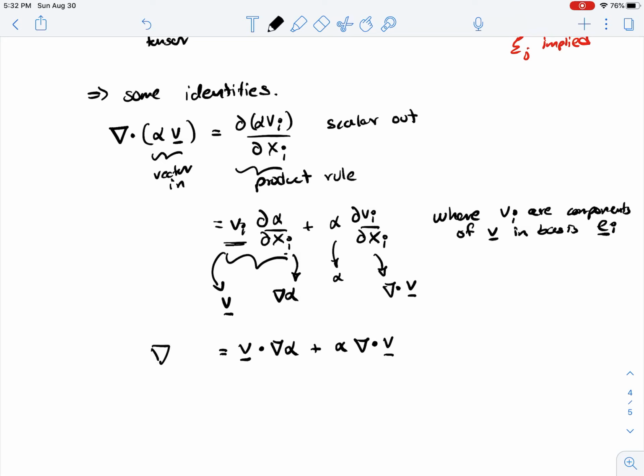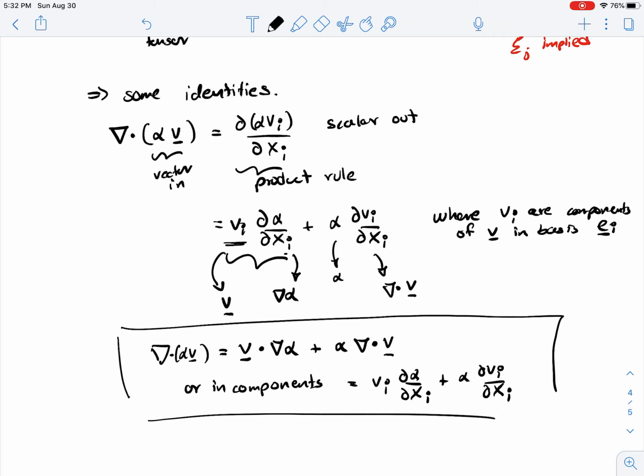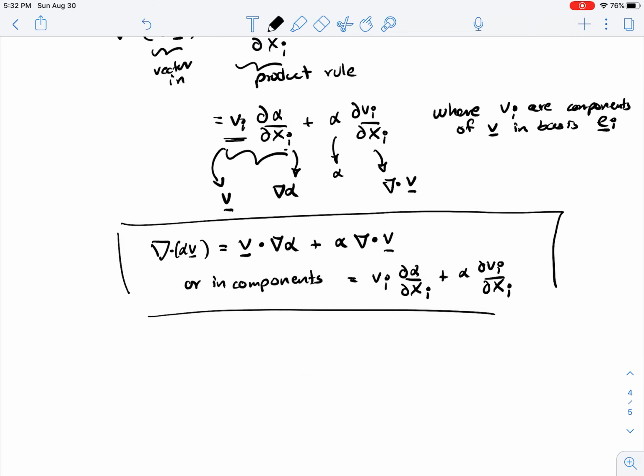That's it. So that's back to the definition without a basis. So the divergence of alpha V is just V dotted with gradient alpha plus alpha scaling the divergence of V. So this is one thing, or components. Well, yeah, in components, this is a scalar, but I can express it in terms of the components of V. So that would be the scalar that is Vi d alpha dxi plus alpha dvi dxi. Either one would work.